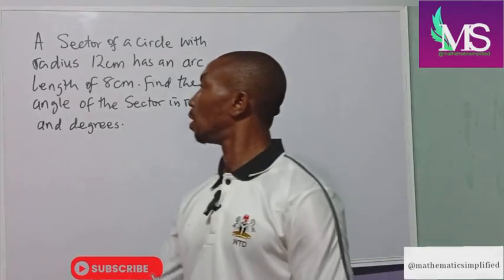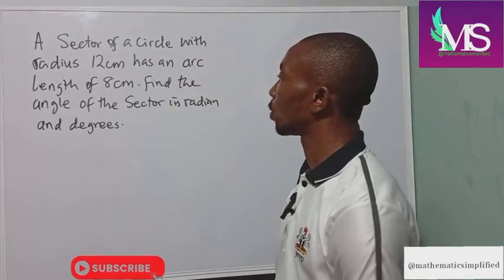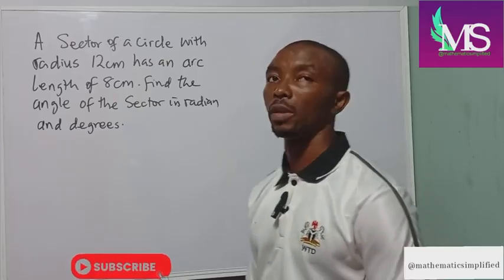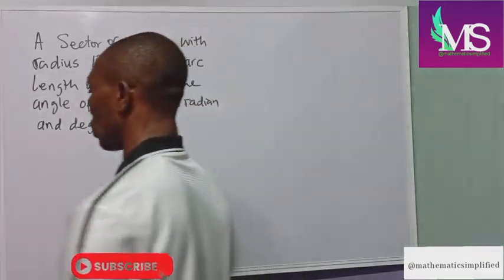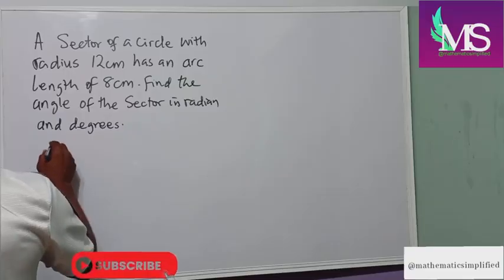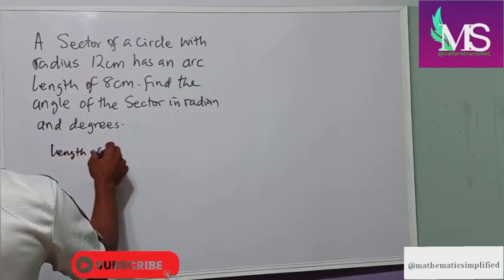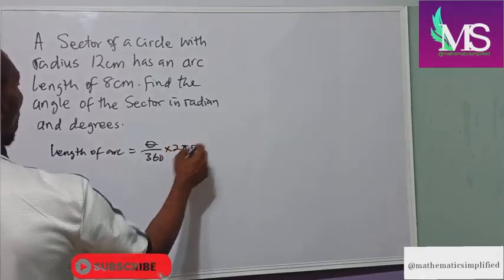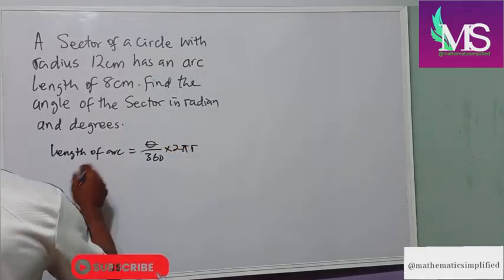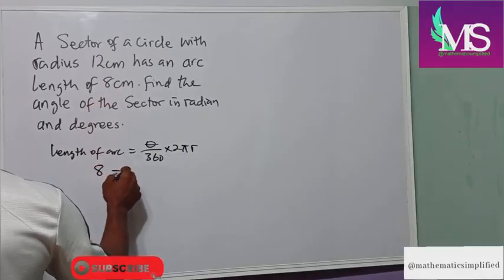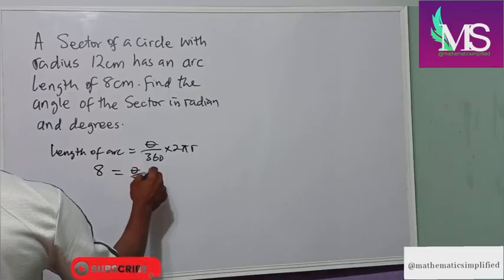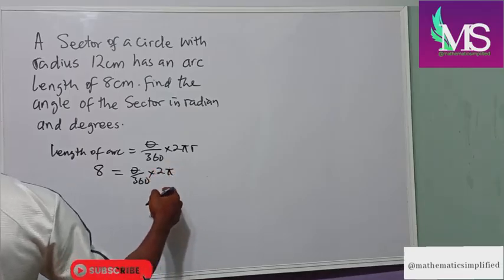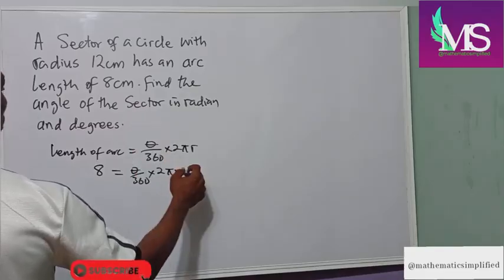Our next question says, a sector of a circle with radius 12 cm has an arc length of 8 cm. Find the angle of the sector in radian and degree. Now, in order to do this, we know that length of arc equals theta over 360 times 2 pi r. Since we are given length of arc to be 8, 8 equals theta over 360 times 2 times pi, we are going to leave it in terms of pi, times our radius, which is 12.